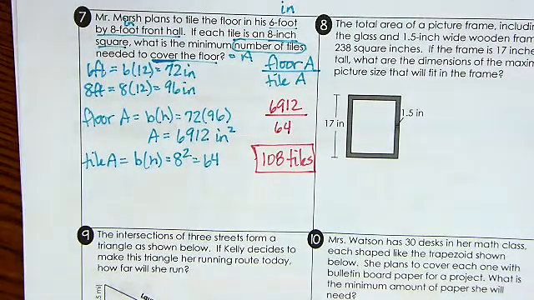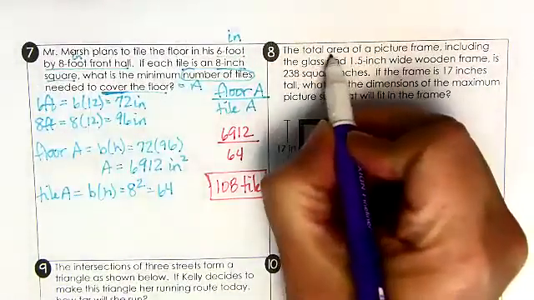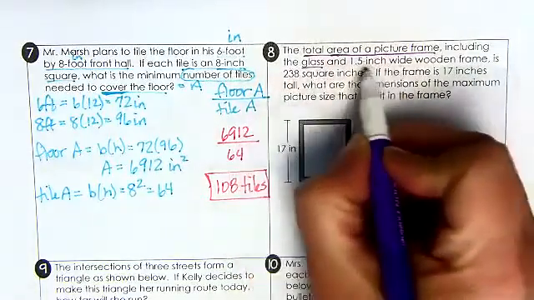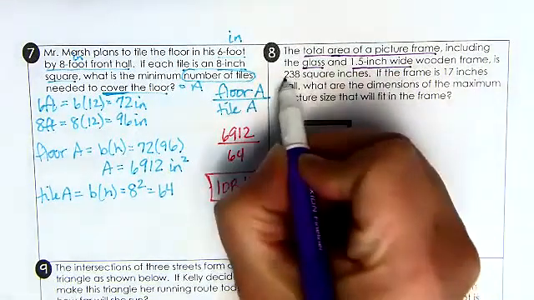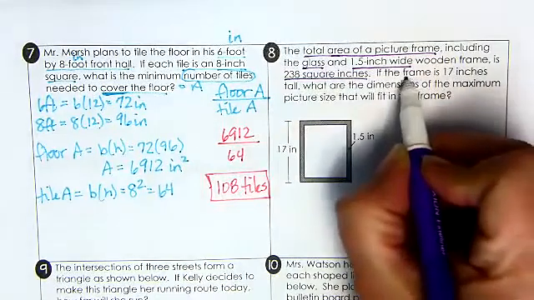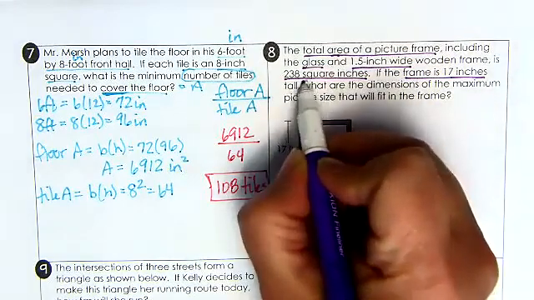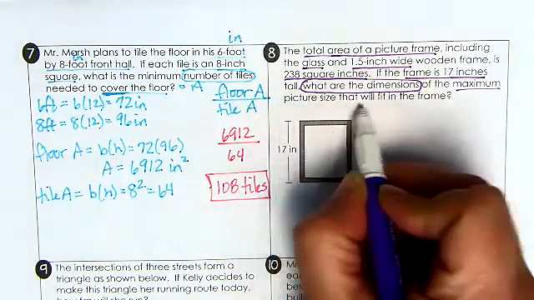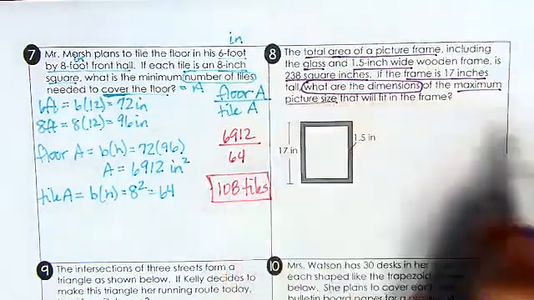Last one. Looking at number 8. It says the total area of a picture frame, including the glass and 1.5 inch wide wooden frame, is 238 square inches. If the frame is 17 inches tall, what are the dimensions of the maximum picture size that will fit in the frame? Okay, maximum picture size that will fit in the frame.